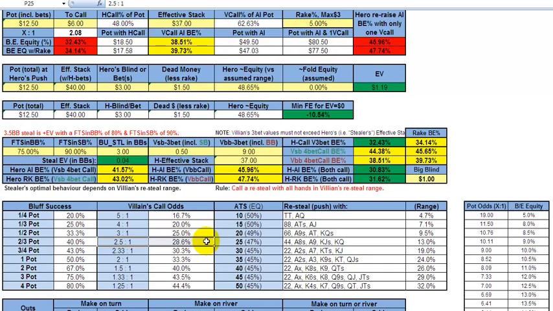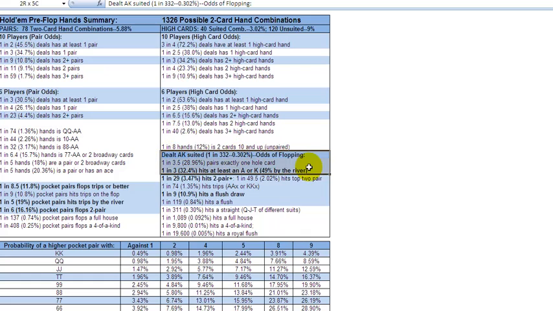I hope that's very, very clear and useful for your game. These are the odds in general of Big Slick. This is then a breakdown of flopping different flops with that holding.